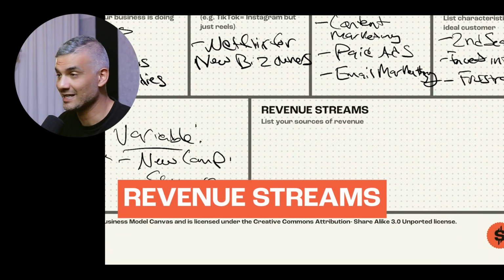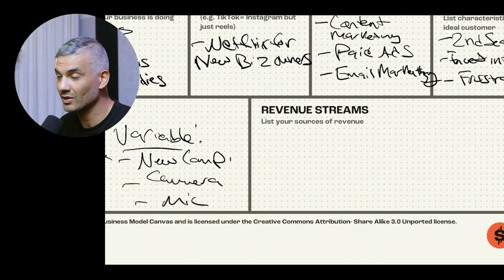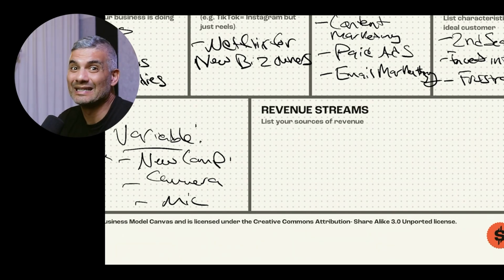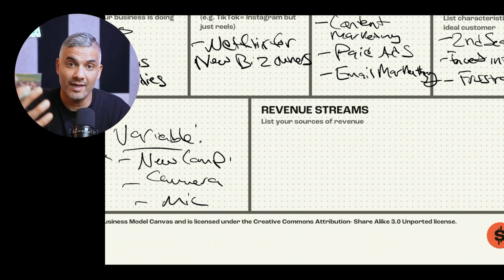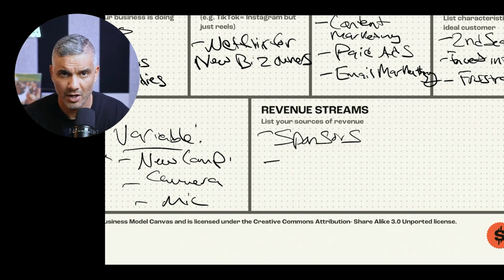Now, revenue streams. How are you going to make money? How's money going to come in, right? List your sources of revenue. So at the start, when we were starting with the $100 MBA, we really just said, okay, this is how we would like to make money. And then we just listed them down. So we said, we want to make money with sponsorships, right? Or sponsors. We want to make money with memberships, right? The $100 MBA.